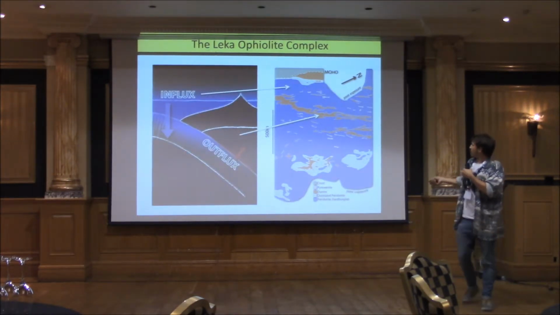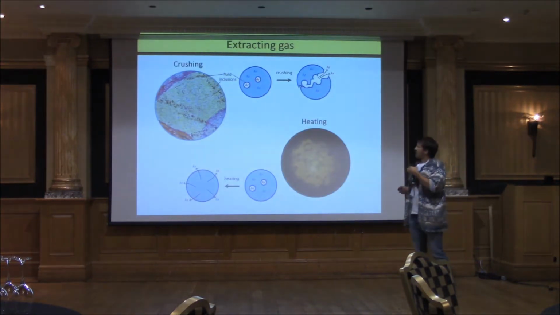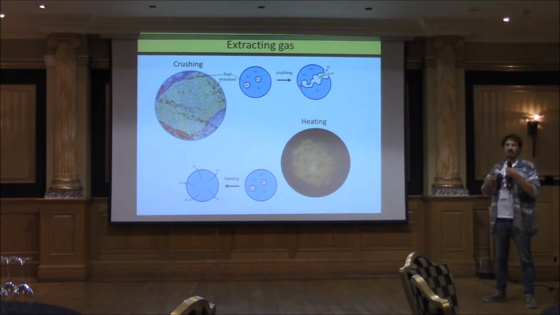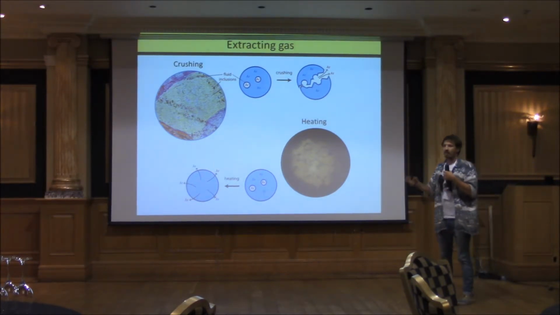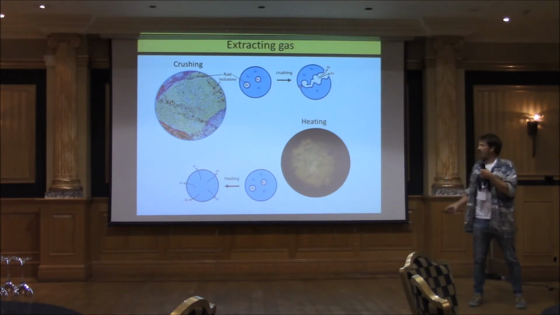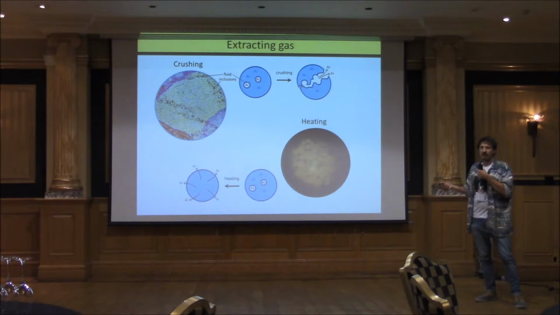So that's just a little reiteration of that. What we're going to look at is noble gases and halogens. We measure these both as noble gases, and I'll come on to the halogens later, but the way we extract gas from these is either by crushing or by heating. And this lets us look at different aspects of the same minerals.